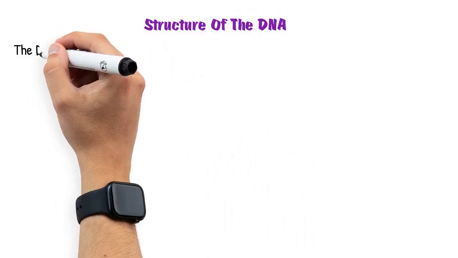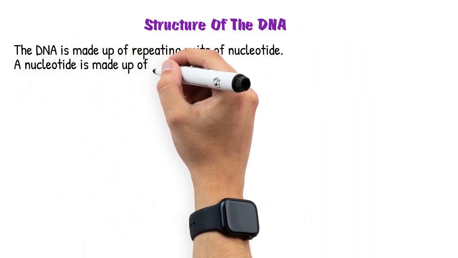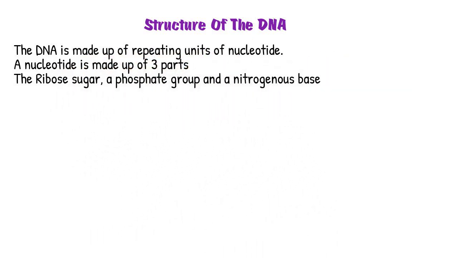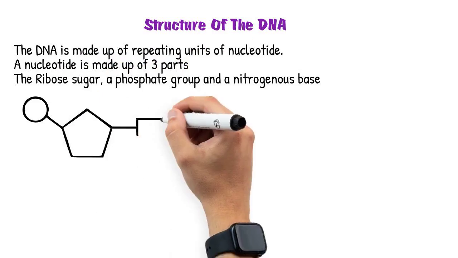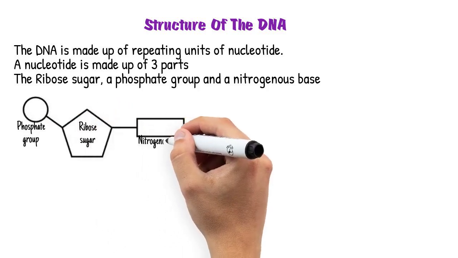Let's take a look into the structure of the DNA. The DNA is made up of repeating units of nucleotide. A nucleotide is made up of 3 parts: the ribose sugar, a phosphate group, and a nitrogenous base. There are 4 types of nucleotide only, distinguished by the type of nitrogenous base it carries.